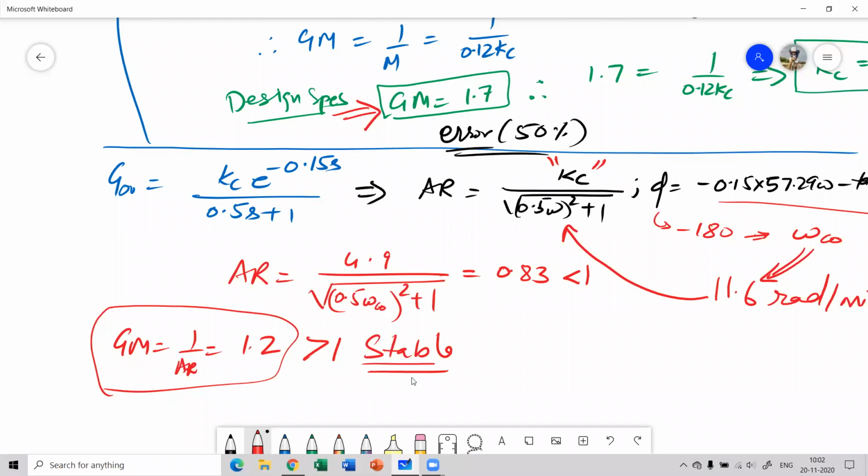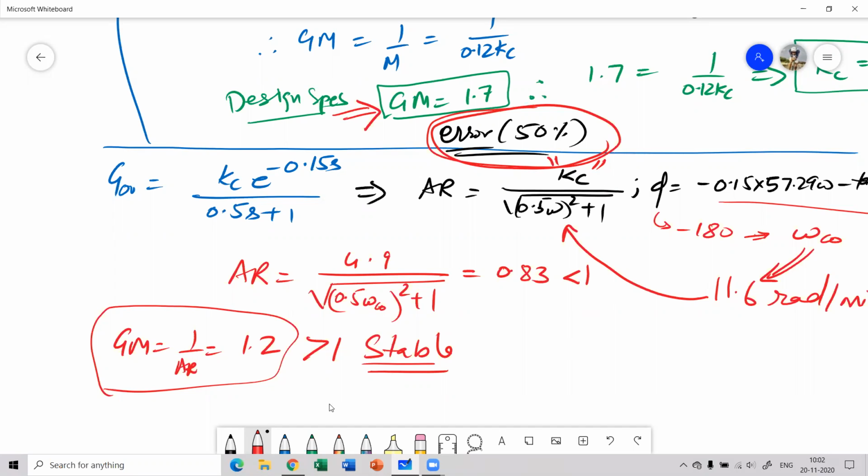Again the system is stable. That means अगर मैं कोई भी कंट्रोलर गेन मार्जिन इक्वल टू 1.7, मिनिमम गेन मार्जिन ऑफ 1.7 लेके ट्यून करता हूं, तो it can withstand an error of 50%. Still, it can withstand an error of 50%, but 50% error बहुत ज़्यादा होता है.